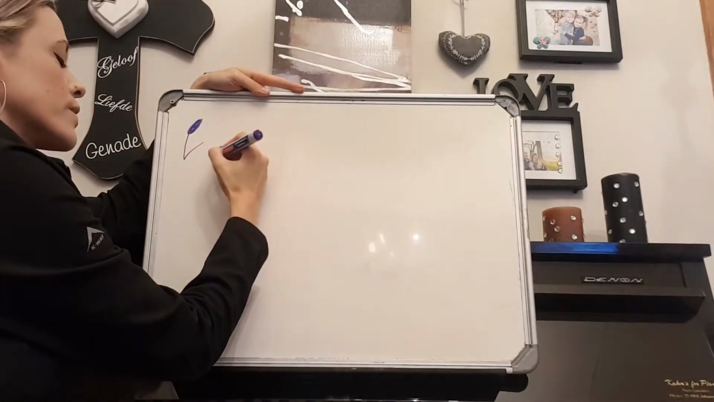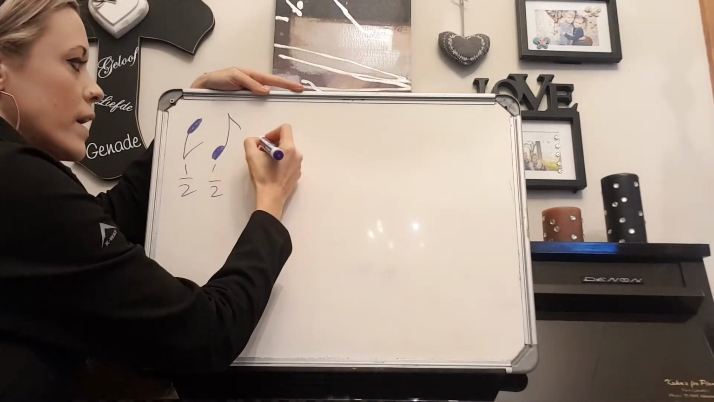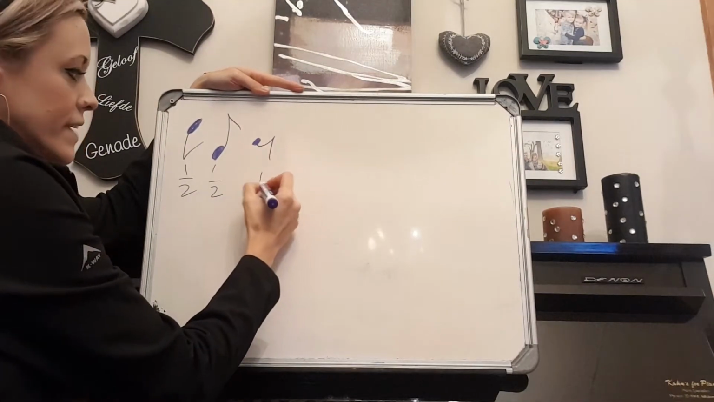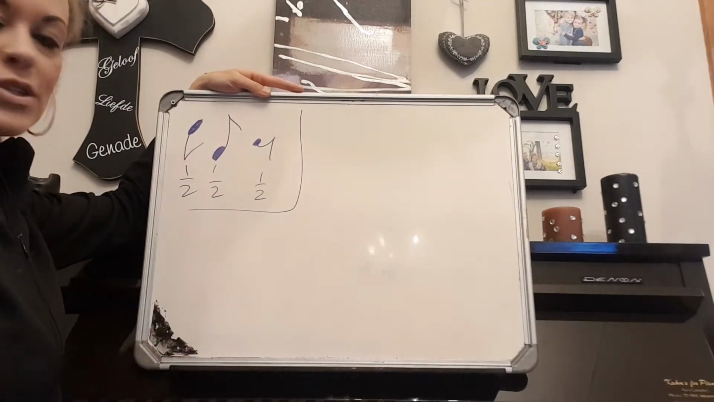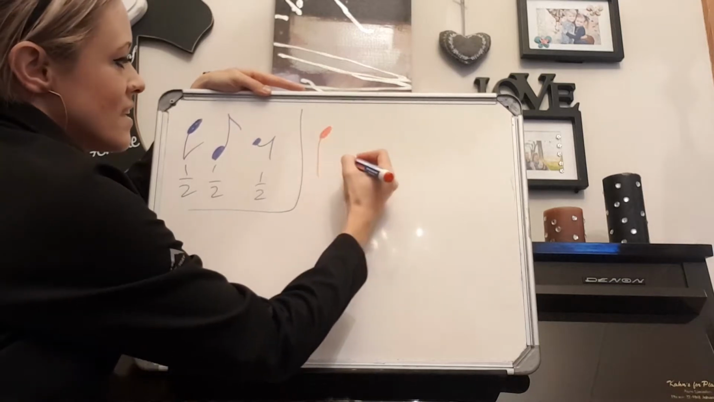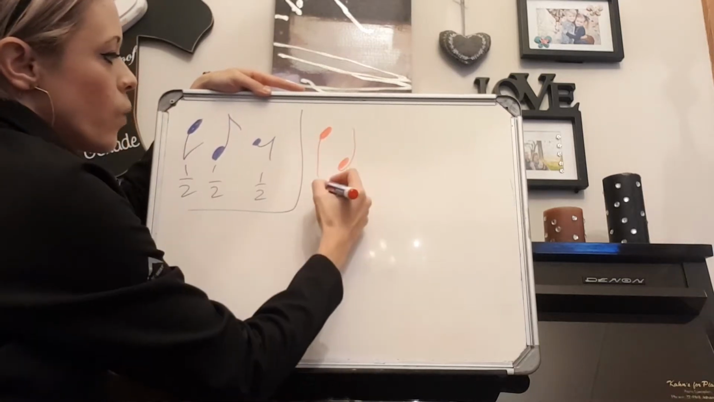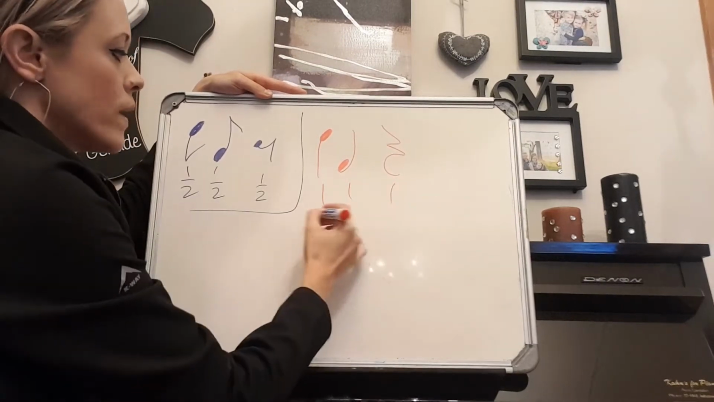Quaver note can look either one of those, half a count. And then we get our quaver rest, half a count. The next one will be our crotchet. Crotchet or quarter note, 1 count, and crotchet rest or quarter rest, 1 count.